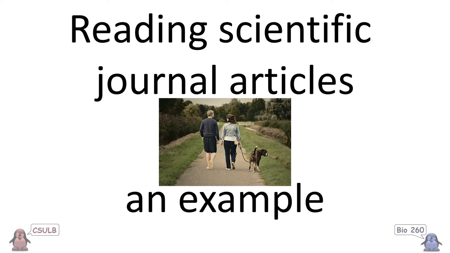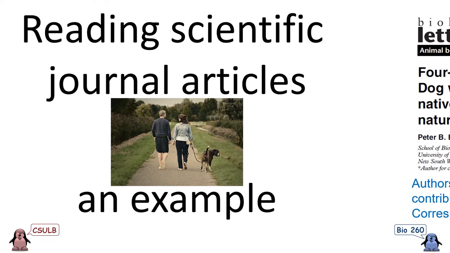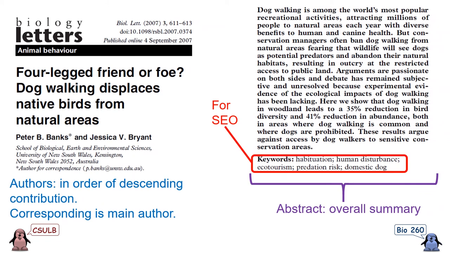For this video, we'll be looking at how to read scientific journal articles. In particular, we will look at an example of a paper about dog walking in parks. Let's walk through all the parts of a scientific paper.